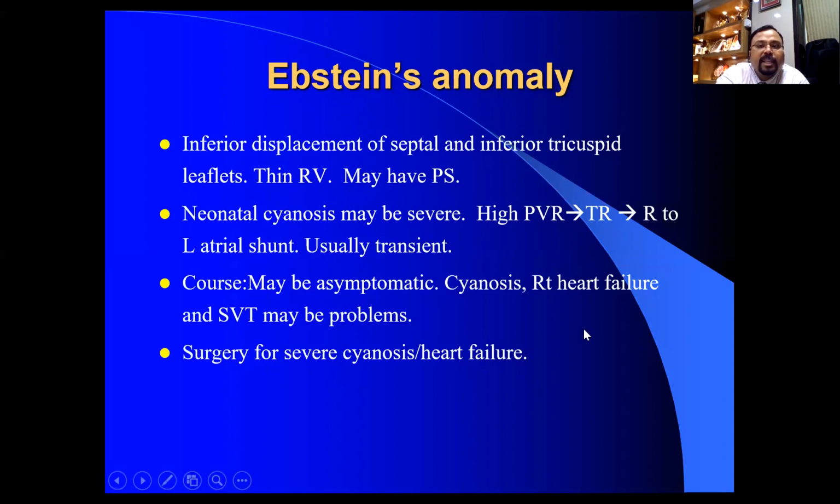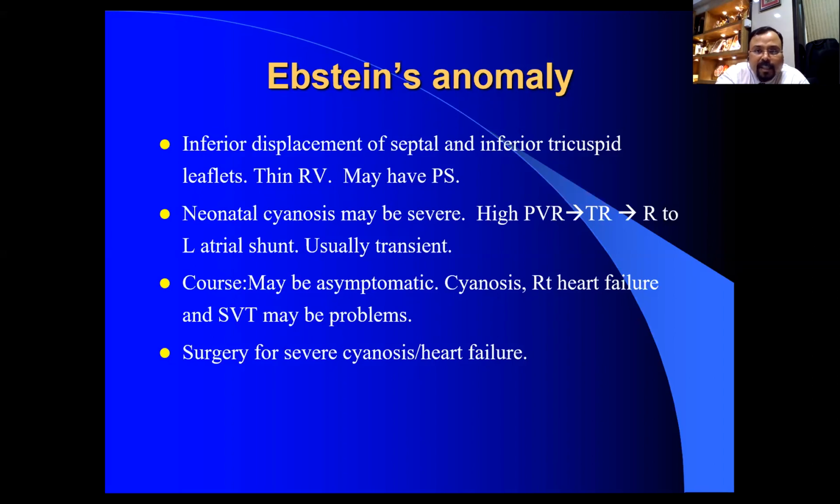Now we'll discuss Epstein anomaly. There is inferior displacement of septal and inferior tricuspid leaflets. There will be atrialization of RV. Epstein can be associated with pulmonary stenosis, or there can be normal pulmonary blood flow. Neonatal cyanosis may be severe. Saturation can be below 60% because of high pulmonary vascular resistance in neonate.